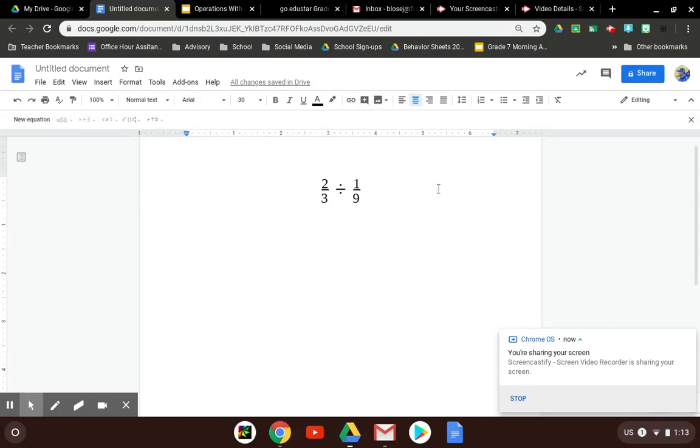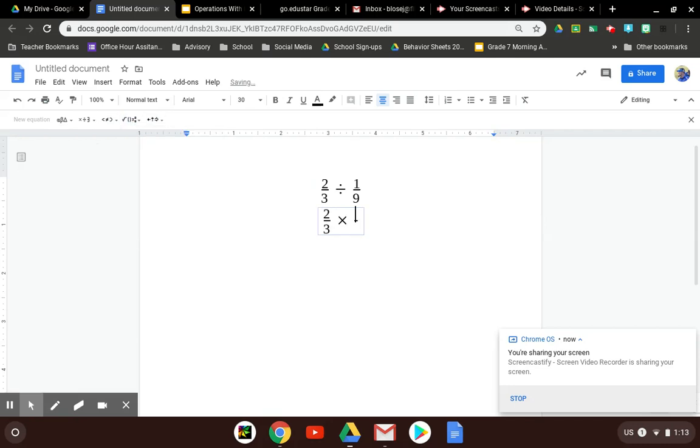So what that means is that we are going to keep our first fraction. So the 2/3 is simply going to stay 2/3. Now, the division sign we said is going to change because it's keep, change. So we're going to change that to multiplication. And the second fraction, we're going to flip.